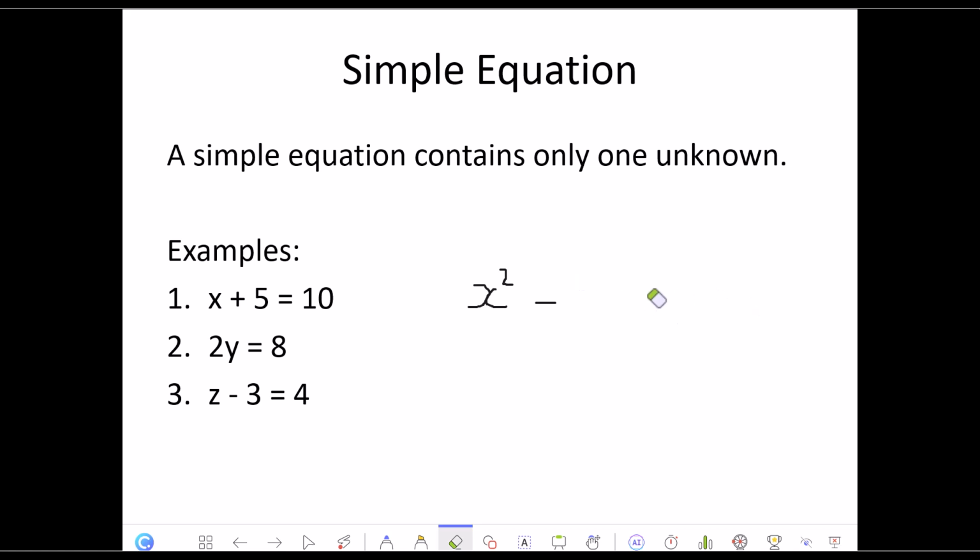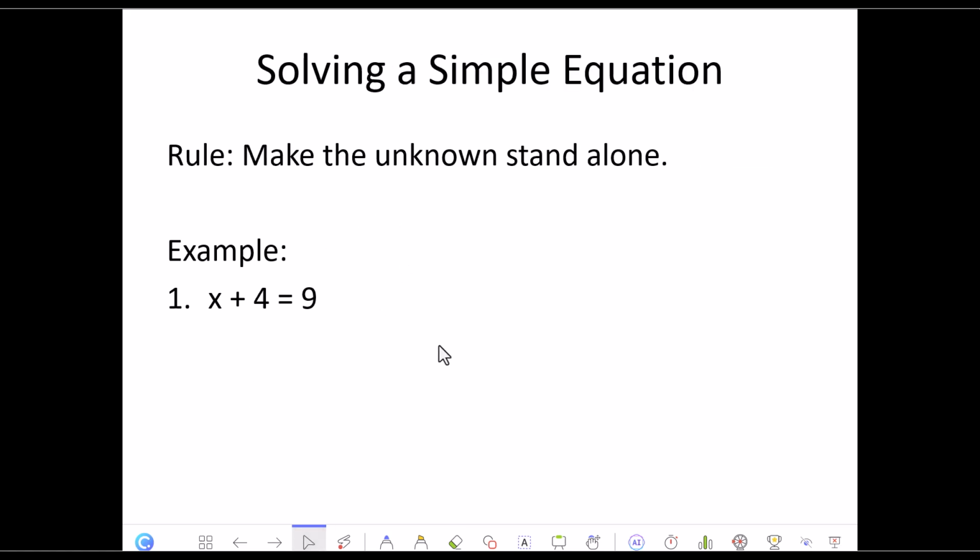All right, now that you know what an equation means, and what simple equation means, let's go to our example for the day. Now, simple equation. How do you solve simple equation? To solve simple equation, make the unknown stand alone. Just make the letter the question wants you to solve stand alone.